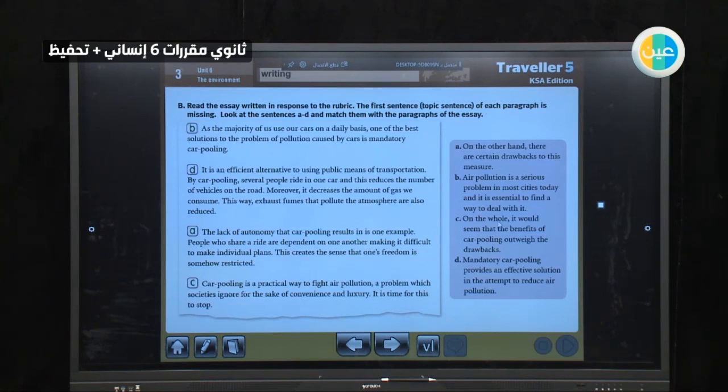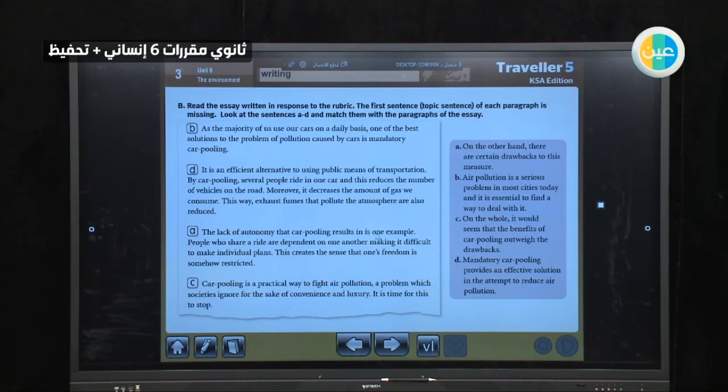Then, here we should read this. Yes. Okay. The second paragraph and the third are the main part of the article. It means you are telling your opinion, giving examples. So for this he started with: mandatory carpooling provides an effective solution in the attempt to reduce air pollution. It's an efficient alternative to using public means of transportation. By carpooling, several people ride in one car, and this reduces the number of vehicles on the road. Moreover, it decreases the amount of gas we consume. This way, exhaust fumes that pollute the atmosphere are also reduced.